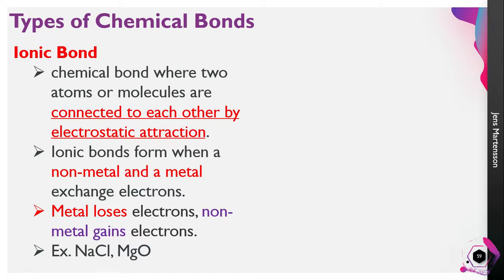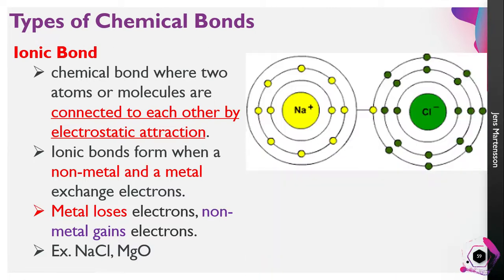In an ionic bond, the metal loses electrons and the non-metal gains electrons. For example, we have here sodium chloride. As you can see, the yellow balls orbiting the sodium are the electrons of sodium.